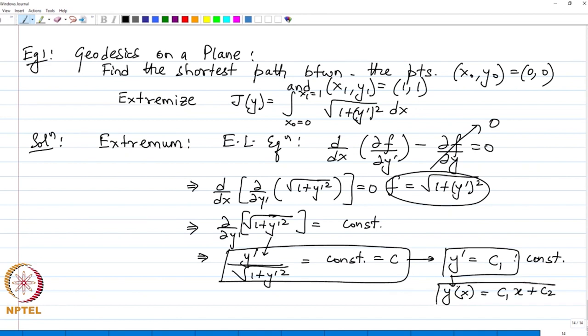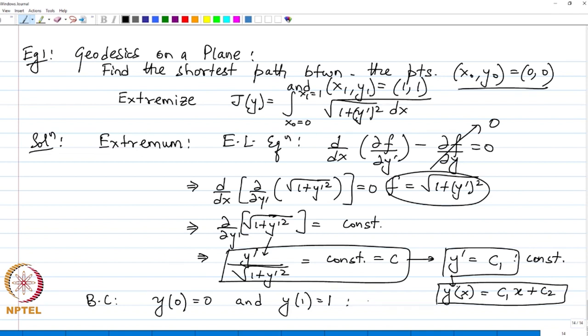Now, students are all familiar that this is the expression for a straight line. From the boundary conditions, we know that y at 0 is 0 and y at 1 is 1. So, again, notice the boundary conditions here. From here we get that the extremal y of x is equal to x. So, the geodesics on a plane come out to be a straight line, and with the necessary boundary conditions we can eliminate all the involved constants to arrive at a particular solution to the problem.